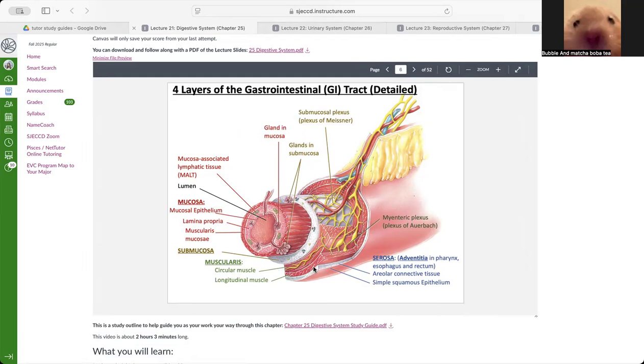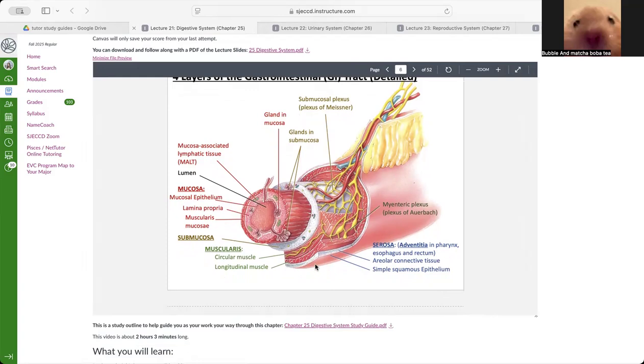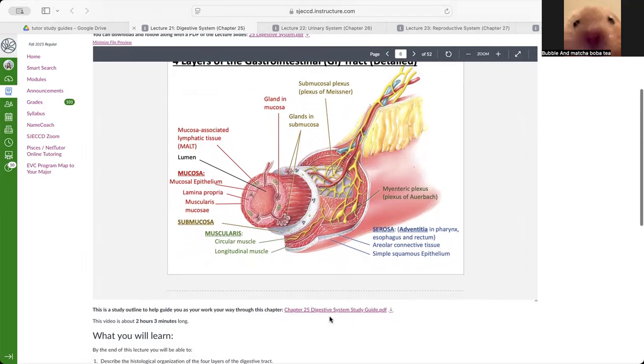through the GI tract. These are going to help control when the smooth muscle fibers in the muscularis contract and propel food and other substances through the GI tract. So there's an inner layer where the fibers run circularly around the tube, and an external layer where the fibers run longitudinally down the tube. And the stomach has a third layer of smooth muscle.